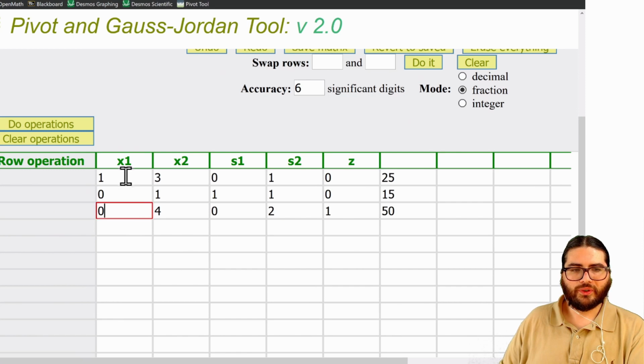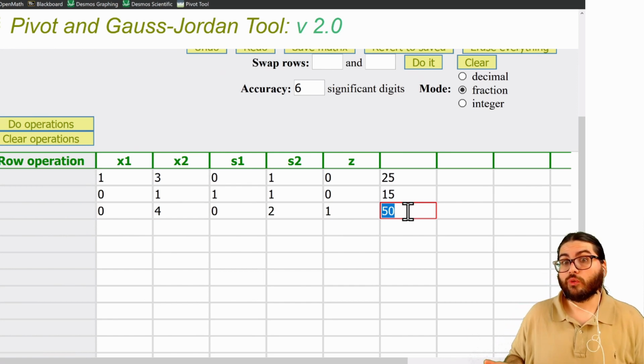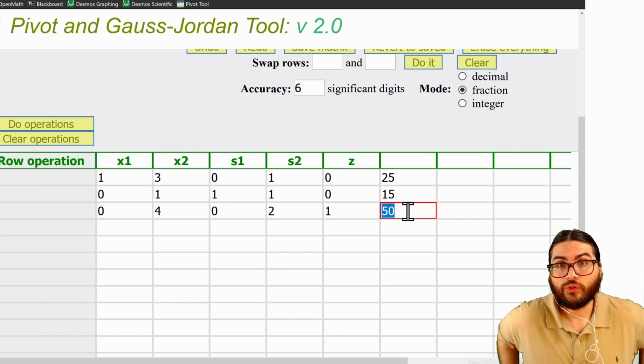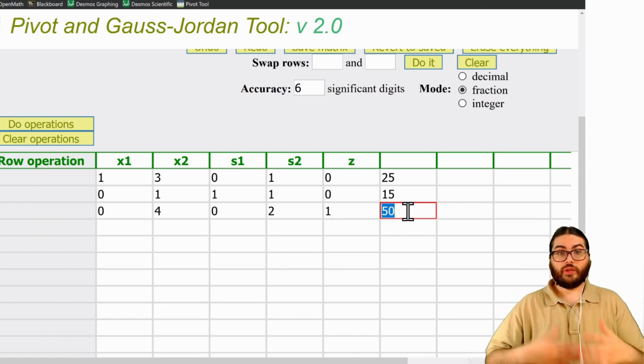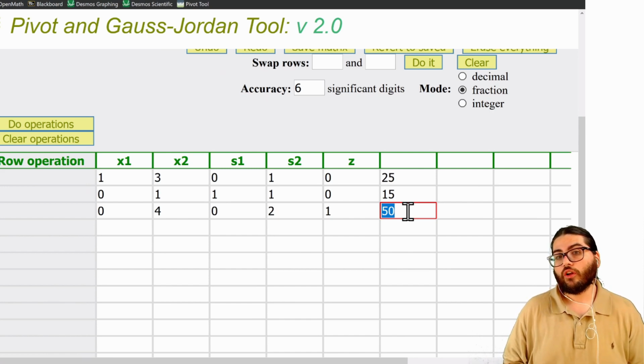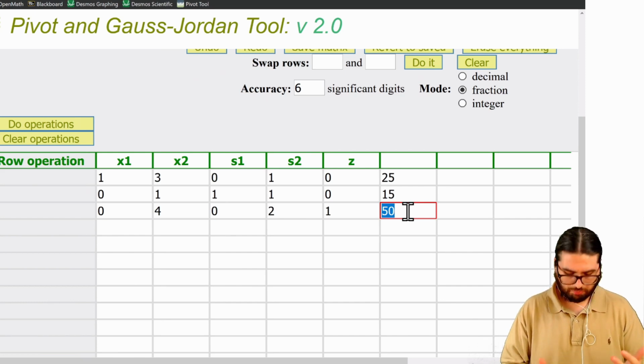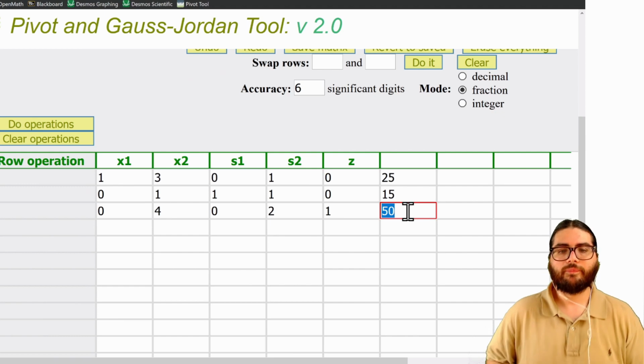Okay, so this was 25, 0, and then the maximum value was 50. Normally, if we're doing word problems, we don't report the S1 and S2 values, but they are there. Like, for example, if S1 measured how much money I had, then S1 being 15 means I have $15 left over at the end. Again, not every word problem asks you to report the S values, but if you need to, you can.